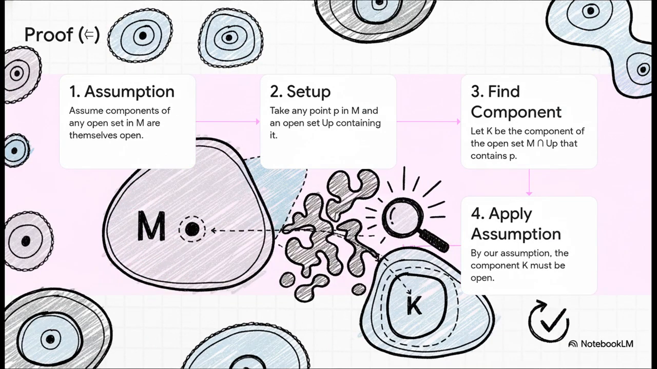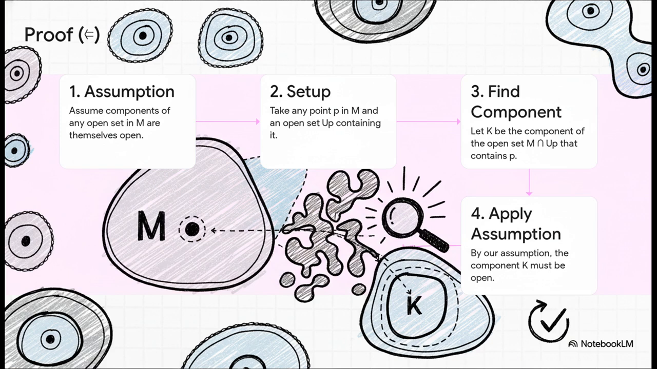Now, let's go the other way. Let's assume that for any open set, its components are always open. We need to prove this forces M to be locally connected. Okay, so pick any point P and any open set U_P around it. The intersection of M and U_P is an open set in M. Now, let K be the connected component of that set that contains our point P. By our starting assumption, this component K has to be open. And just look at what we've got. We found an open, connected set, K, that contains P and is a subset of U_P. That is precisely, word for word, the original definition of local connectedness.